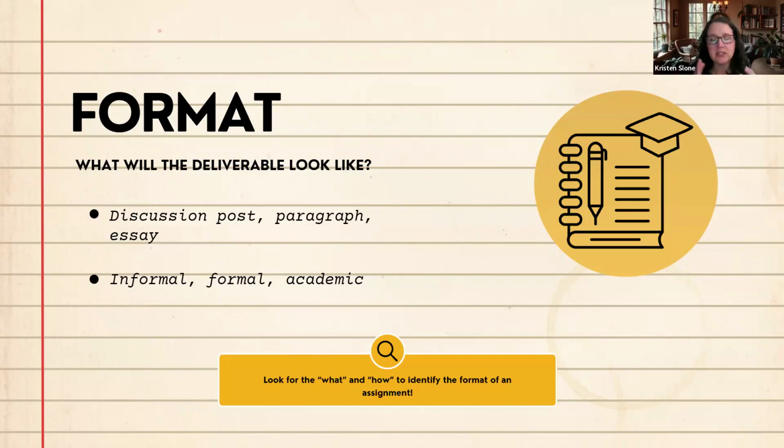Another way or consideration with the format is, is this informal? Is it formal? Is it academic? Is it non-academic? Again, typically your discussion posts will be informal academic, and your essays and other assignments that you're submitting not in the discussion forum, those are going to be more formal academic. So again, when you're looking at format, you want to look for the what and look for the how to identify it, okay?